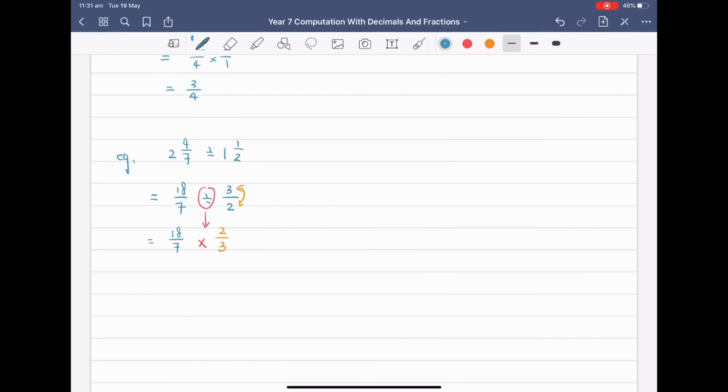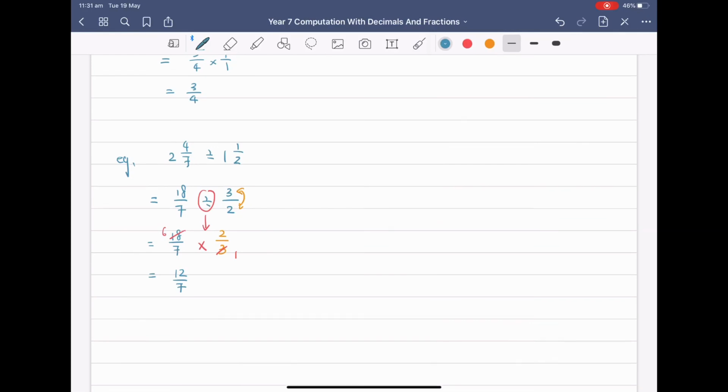Then you start to simplify. Cancel, so you've got 18 and 3. That becomes 6 and 1. You can't really cancel diagonally on the other side, so that's fine. So they give you 12 over 7.